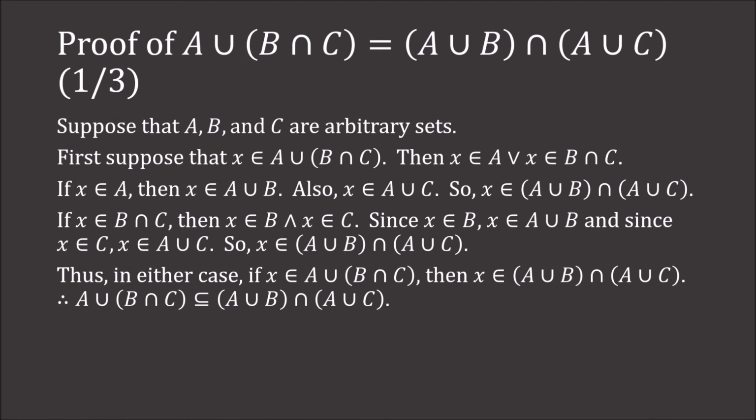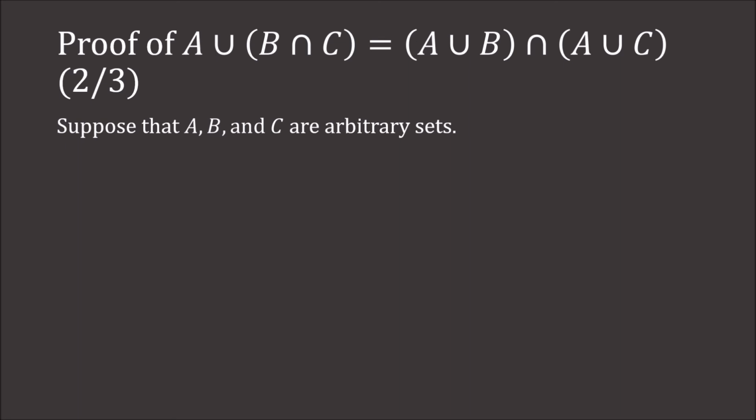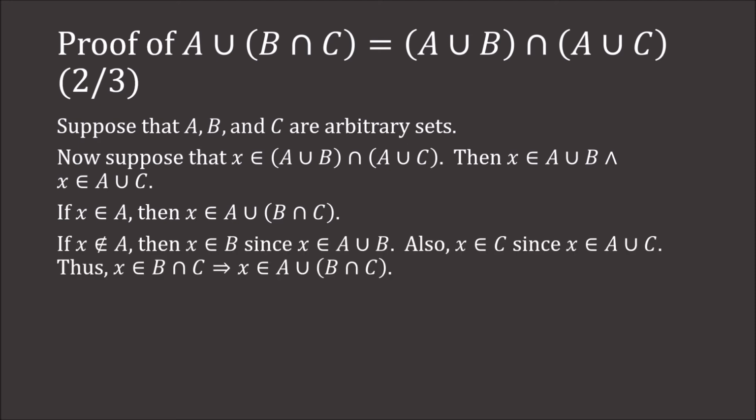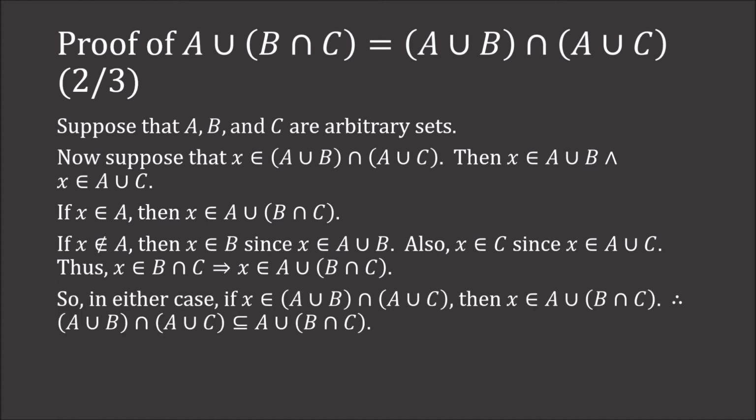Now we just have to go the other way. So now suppose that X is in A union B intersected with A union C. Then this means that X is in A union B and X is in A union C. If X is in A, then it's got to be in A union B intersect C. If X is not in A, then X is in B, since it's in A union B. Also, X must be in C, since X is in A union C. Thus, X would be in the intersection of B and C, and thus X would be in A union B intersect C. So in both cases, if X is in the intersection of A union B and A union C, then X must be in A union B intersect C, and therefore this is a subset of this.